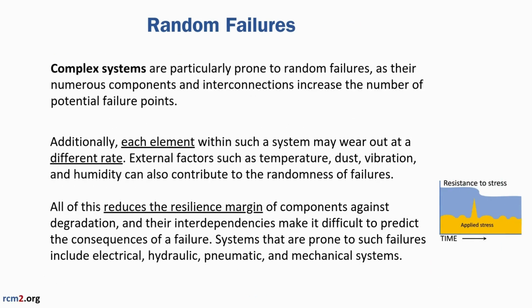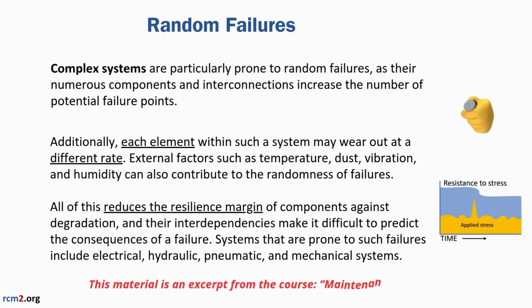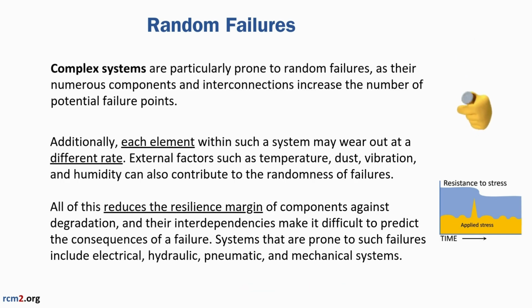Complex systems are particularly prone to random failures, as their numerous components and interconnections increase the number of potential failure points. Additionally, each element within such a system may wear out at a different rate. External factors such as temperature, dust, vibration, and humidity can also contribute to the randomness of failures. All of this reduces the resilience margin of components against degradation, and their interdependencies make it difficult to predict the consequences of a failure. Systems that are prone to such failures include electrical, hydraulic, pneumatic, and mechanical systems.